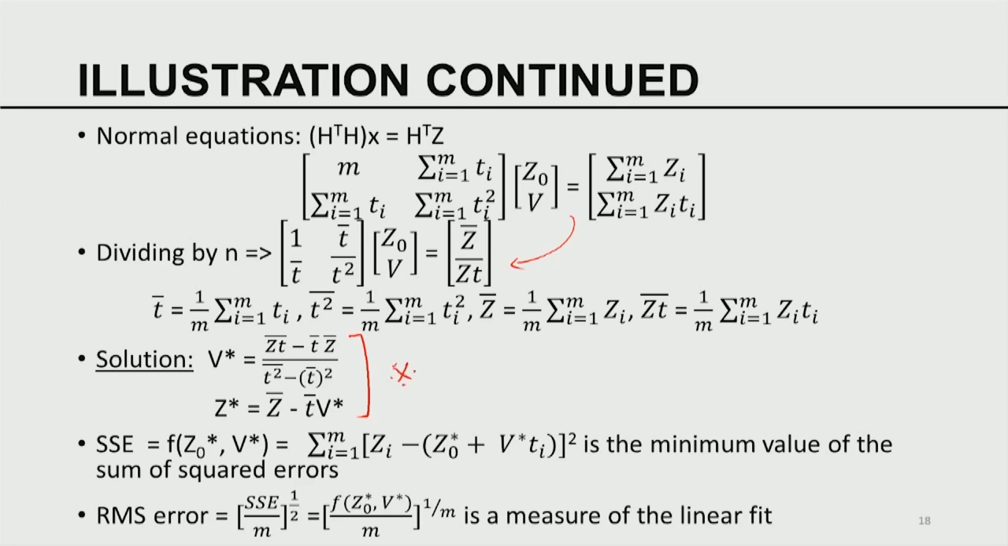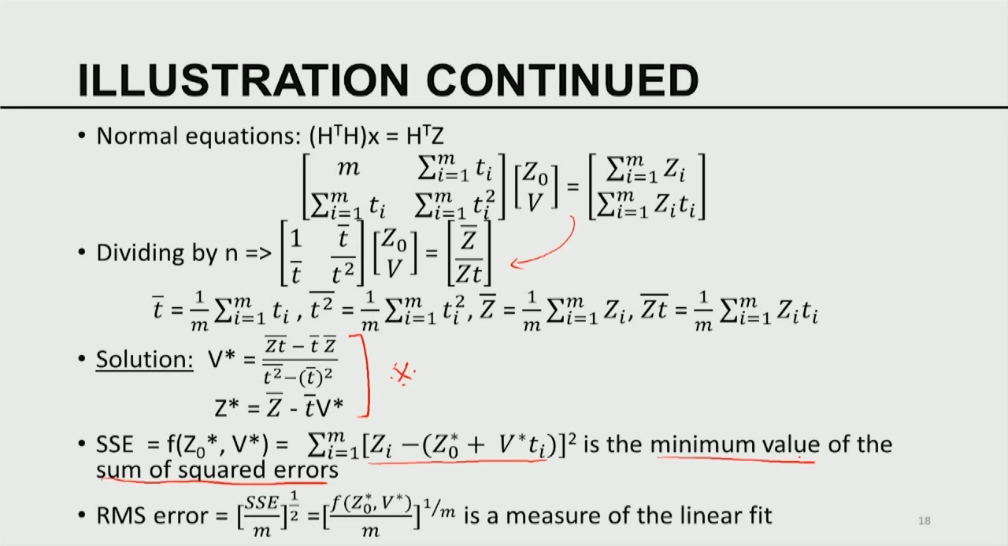This is an important expression. So I got an estimate for V star. What is V star? V star is the least square estimate of the unknown velocity. What is z naught star? z naught star is the least square estimate of the initial position. So if I substitute this in my f(x), I get the sum of the square residuals, given by this formula. And this formula tells that if you replace z naught by z naught star, V by V star, it is the minimum value that is possible.